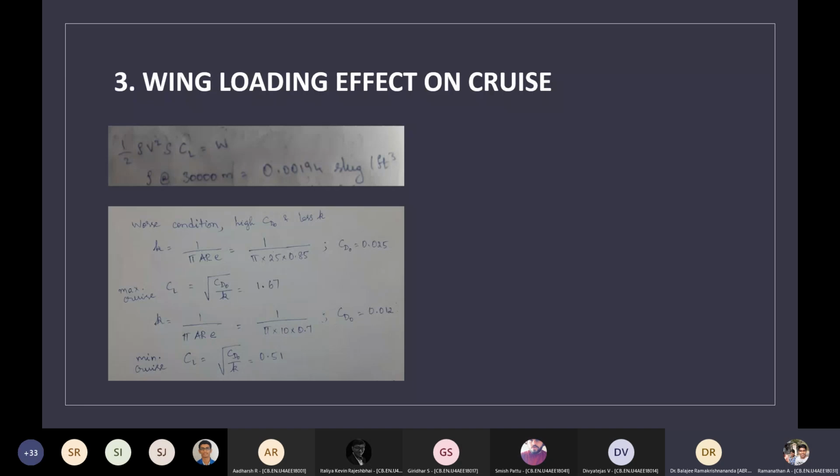What do you mean by wing efficiency? Sorry, sir. E is Oswald's efficiency factor. Okay. Yes, sir.